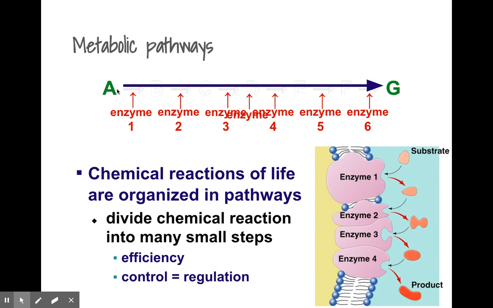So for example, I have my substrate A. At the end, I need to make substrate G. So I'm going to have 1, 2, 3, 4, 5, 6 different enzymes to get here. So A is going to turn to B, which turns to C, which turns to D, which turns to E, which turns to F, and then F turns to G. So what would happen if my enzyme 5 was not functioning? If enzyme 5 is not functioning, E cannot change to F. If F can't change to G, then I can't make the product. So this is a metabolic pathway.